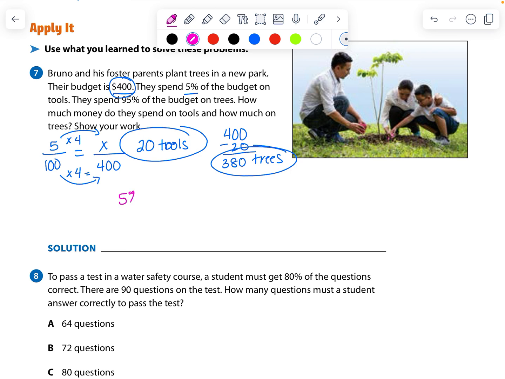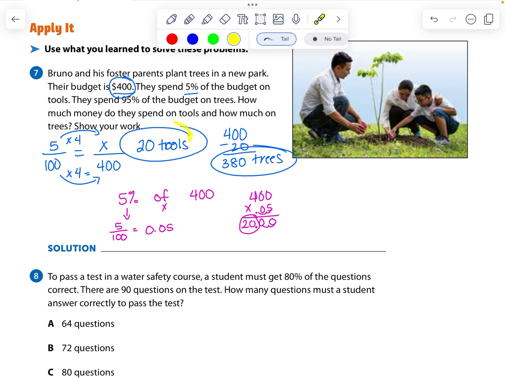If I'm looking for 5% of 400, I can change this to a fraction or a decimal. I'm going to first change it to a fraction, which would be 5/100, which is equal to 0.05. And this "of" means I would multiply. So I can take 400 and multiply it by 5/100. And I'm going to move that decimal over 2 places. And I can still get the same answer as I did up here.